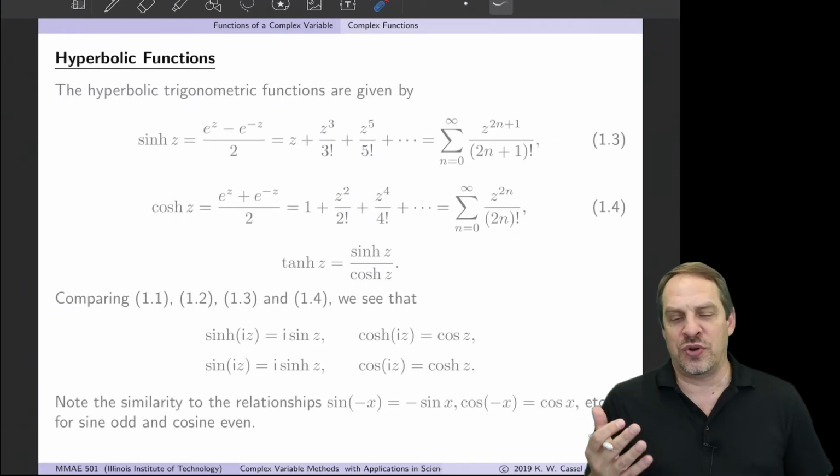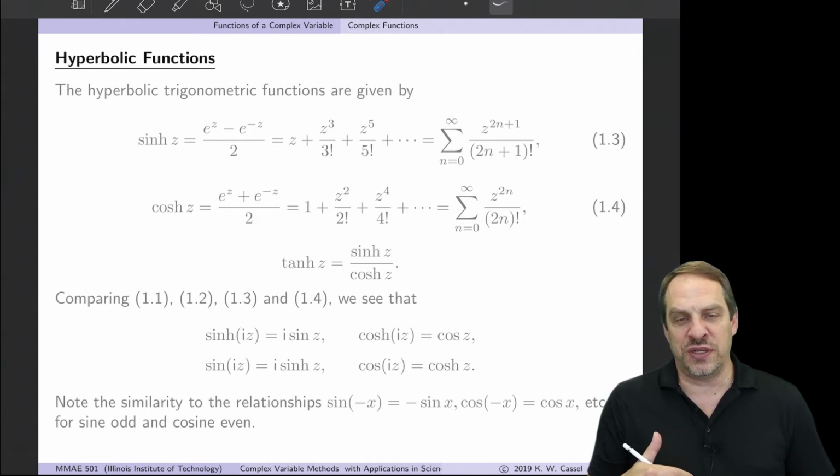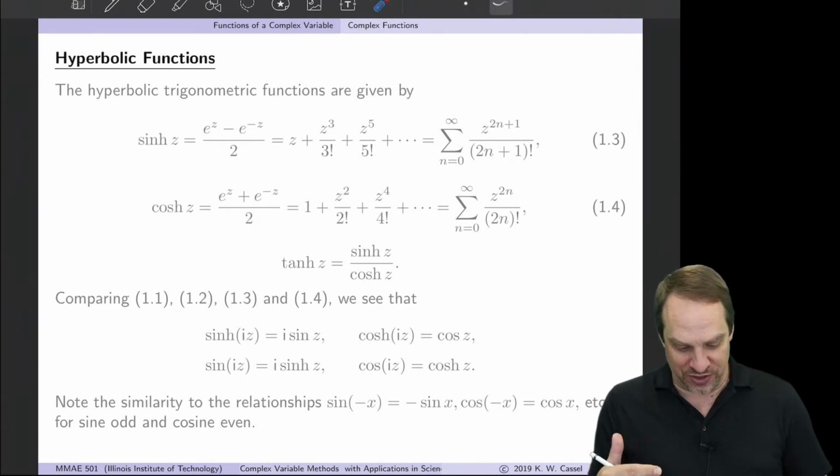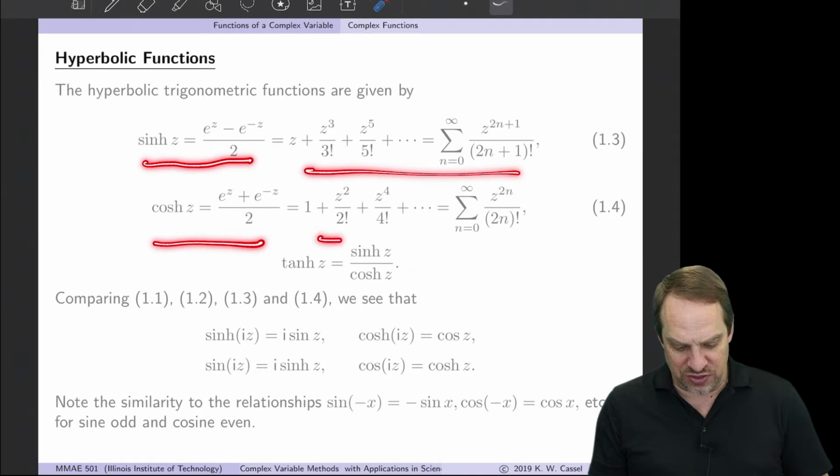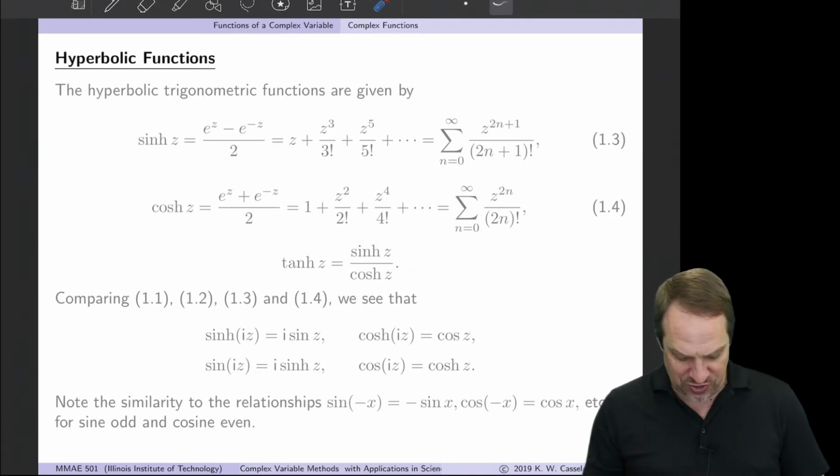Hyperbolic functions, won't go through this in detail, just here for completeness. Take a screenshot if you'd like and look through this. It's the same as what we had for sine and cosine in the sense that we can write them as exponentials, we can write them in terms of Taylor series, and so on.